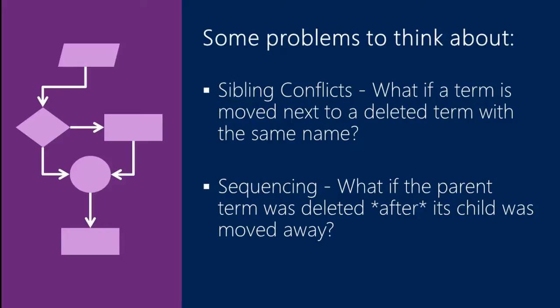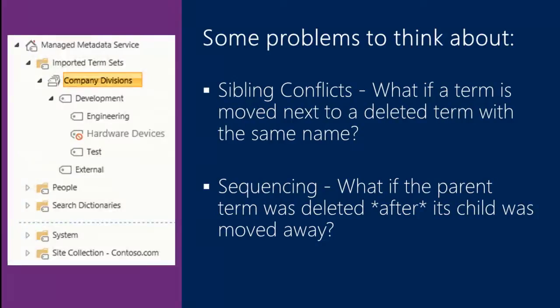However, there's another case that I have a diagram to help you envision. Suppose that in our company divisions, they had actually deleted 3 of the terms. So we have development, engineering, and hardware devices got deleted, but test, which is one of the child terms, got moved out. In this case, if we delete development, it's going to delete all of its children in the taxonomy. So we don't actually want to accidentally delete test. This is a reason why it would seem like we should really move things around first and then delete them second.